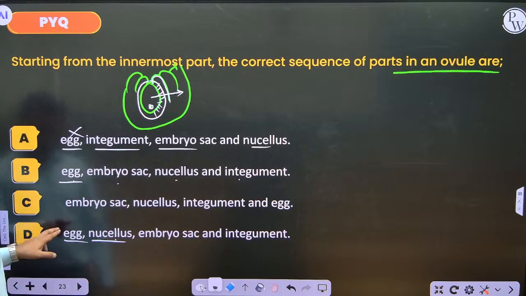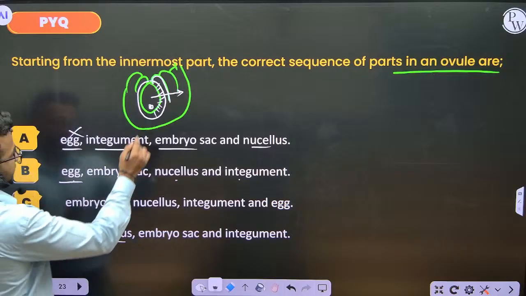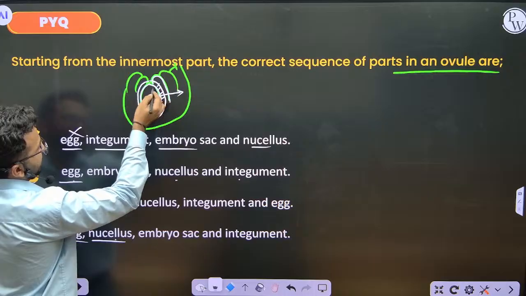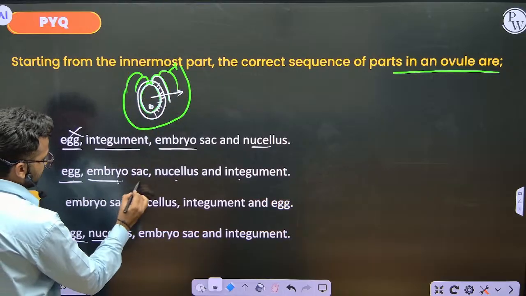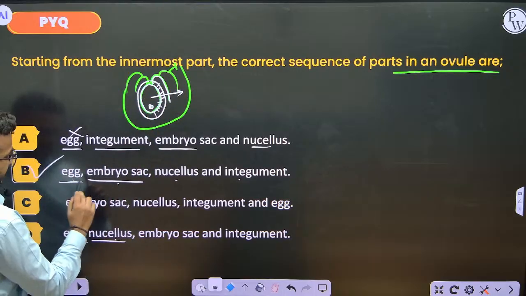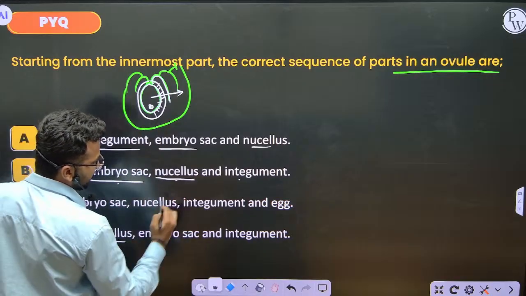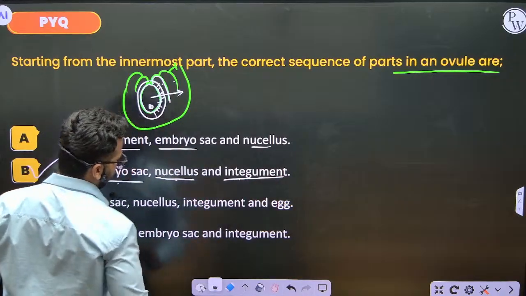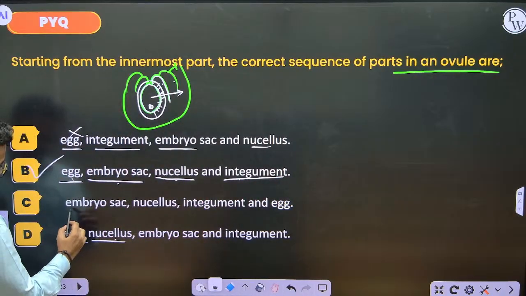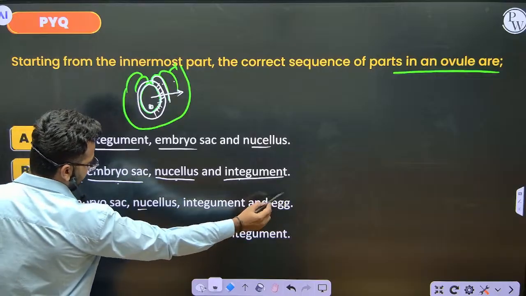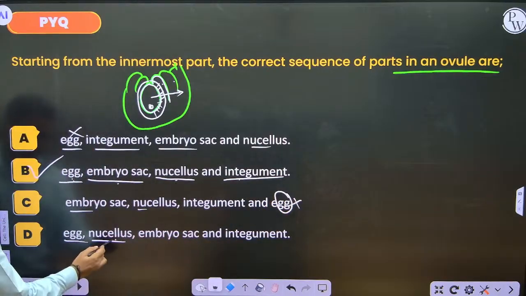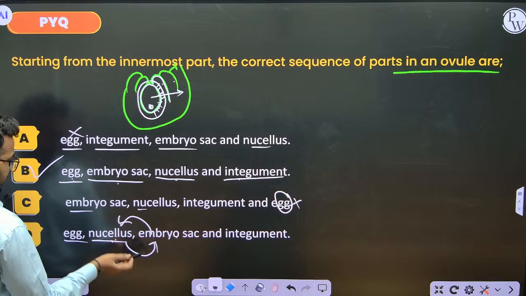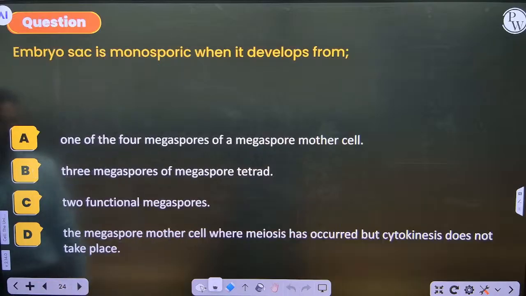Okay. Here the egg, embryo sac is there. Immediate to that, this layer is the embryo sac. Next to that, nucellus is there. So that is the second option. Egg, embryo sac, next to that nucellus, and next to that nucellus layer you can see the integument. Second one will be the option. Embryo sac, nucellus, integument, egg, they placed it last, no. Egg, then embryo sac, then nucellus. So it will come this way. This option B will be correct.